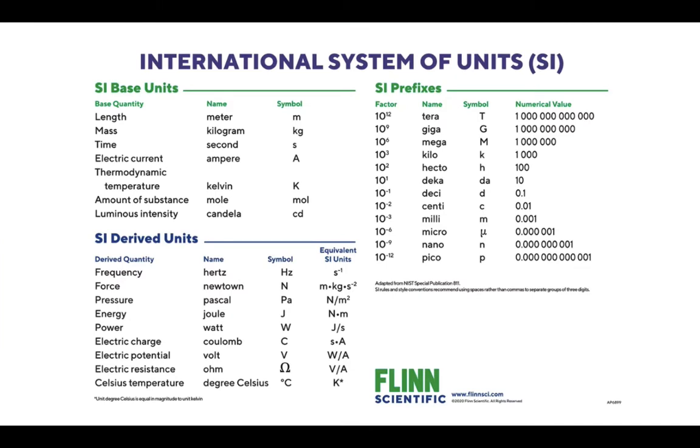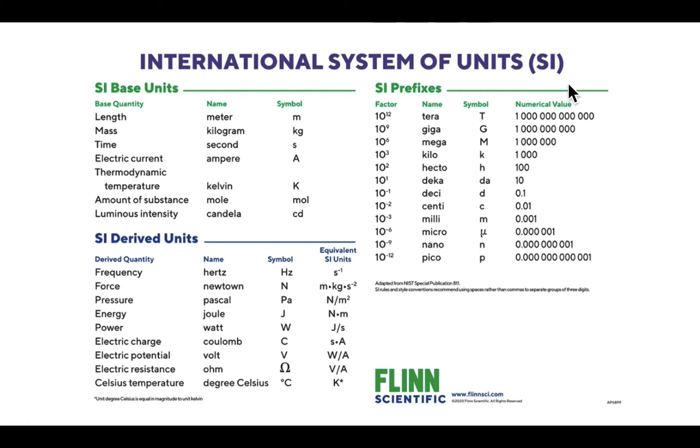Now, in this slide, you will see the 7 base units of the International System of Units. They are here. For length, for example, it's meters. For mass, it's kilograms. You can see some of the SI derived units, and they come from combinations of these base units. They are for things like power or frequency or force. Those are all derived quantity units.